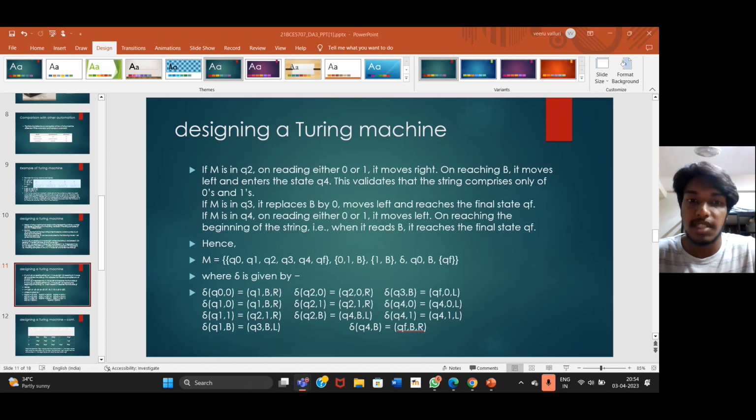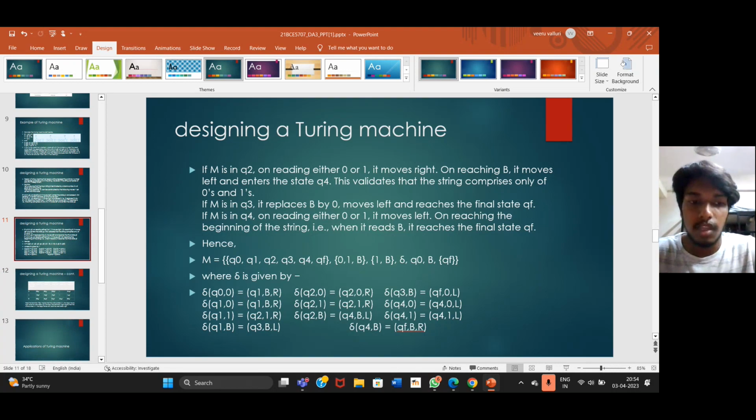If M is in Q4 on reading either 0 or 1, it moves left. On reaching the beginning of the string, when it reads B, it reaches the final state QF. Hence, the result will be M equals the set of Q0, Q1, Q2, Q3, Q4, QF, and the remaining set will be 0, 1, B and 1, B, and sigma, Q0, B, comma Q final state. And we can see the result in the PPT given.